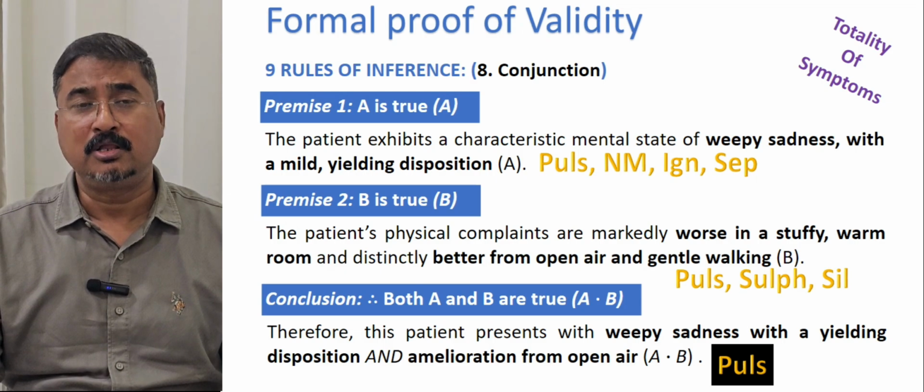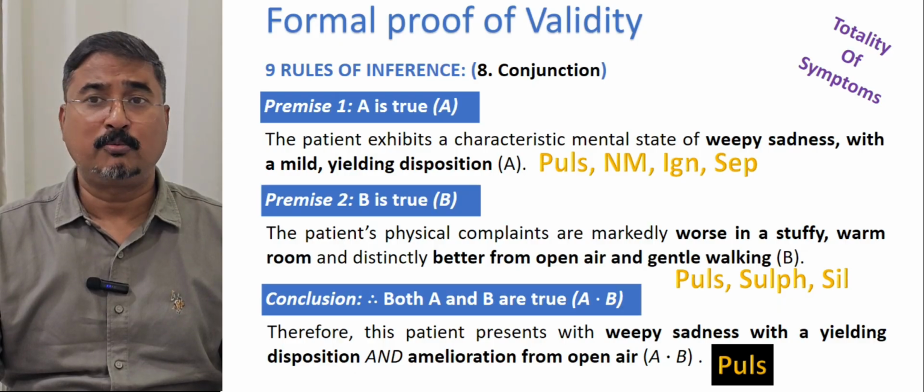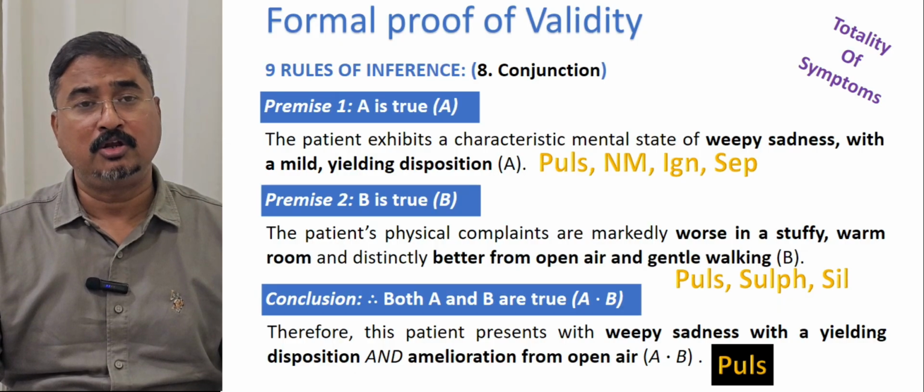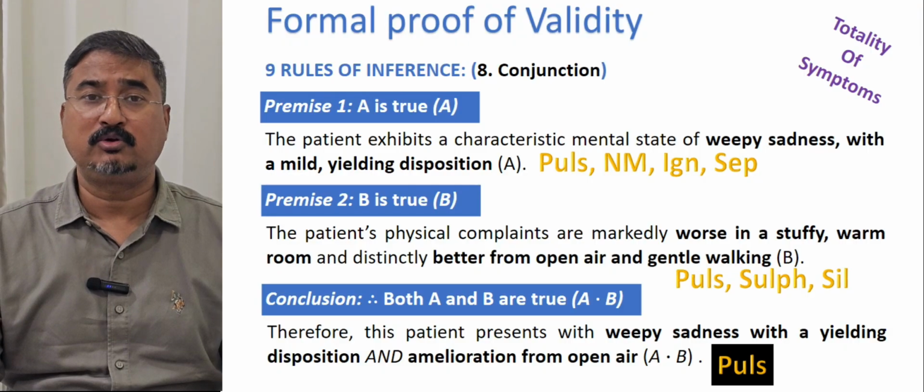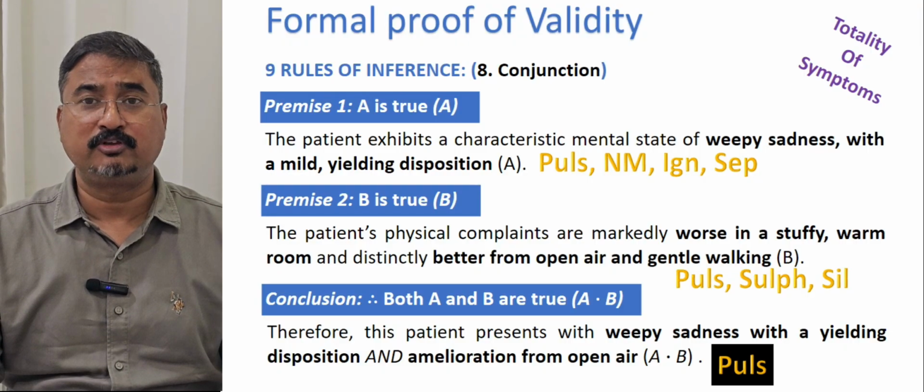This example illustrates how conjunction helps the homeopathic researcher combine multiple independent symptoms into a single meaningful clinical totality, making the selection of the simillimum more precise and reliable.